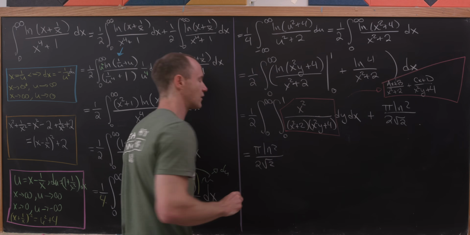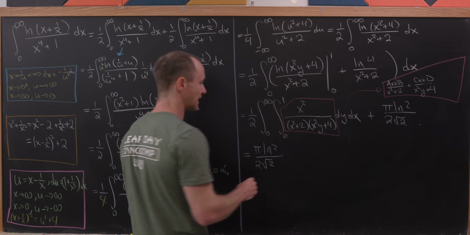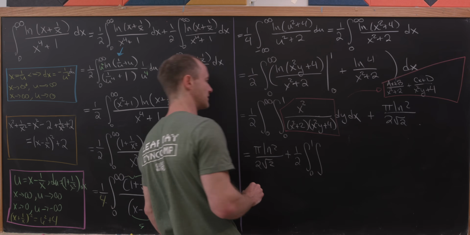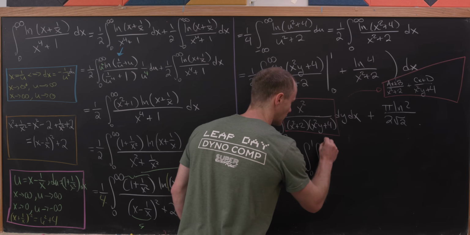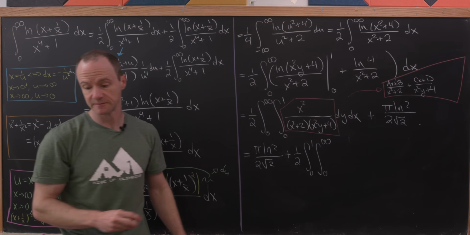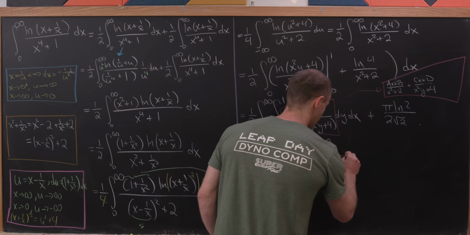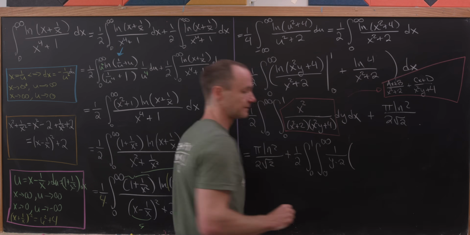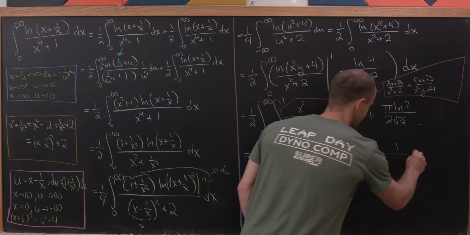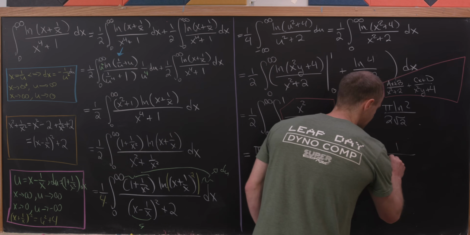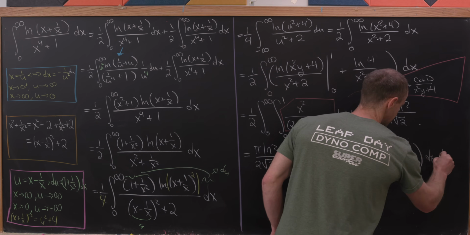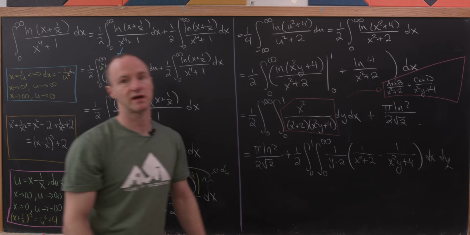All right, so now I'm going to take this pi times the natural log of 2 over 2 root 2 and bring it over to the left. And then I'll have plus 1/2, and then I'm going to switch my order of integration. So I've got 0 to 1, 0 to infinity, and then I'm doing that partial fraction decomposition that we discussed. And what you'll end up with is 1 over y minus 2, and then that's going to be multiplied into 1 over x squared plus 2 minus 1 over x squared y plus 2. And then we're going to have dx dy. I said plus 4 here, but I meant plus 2.